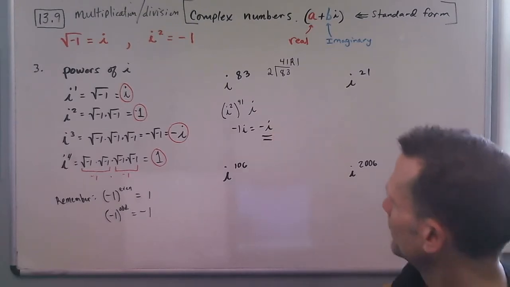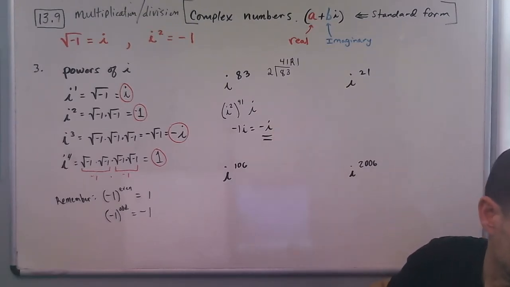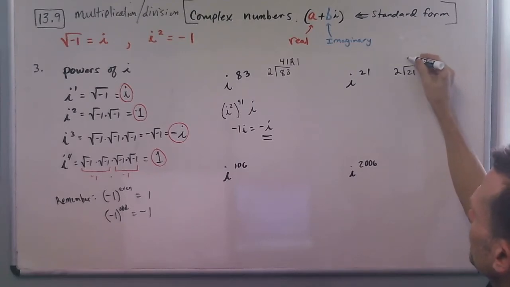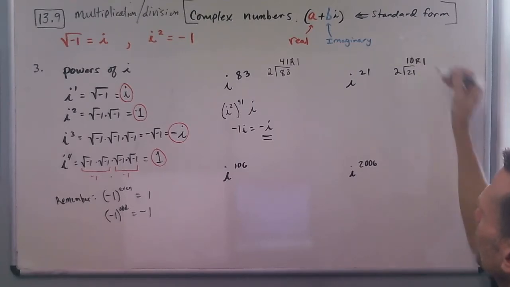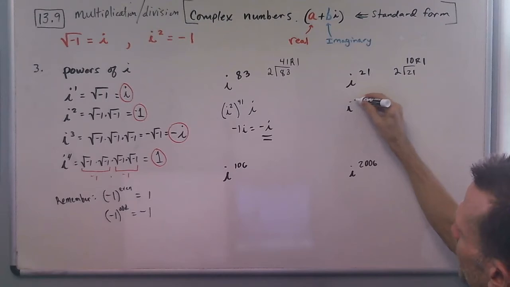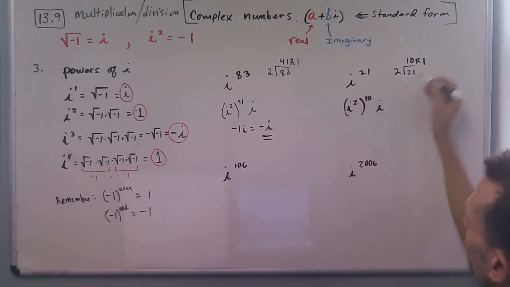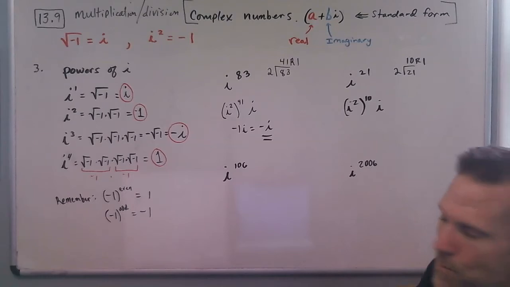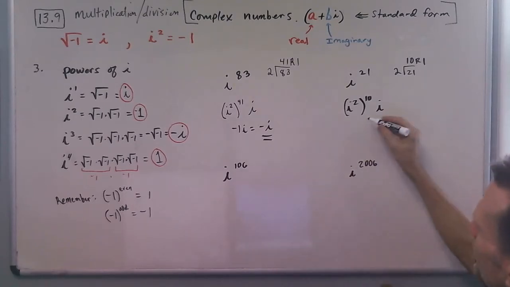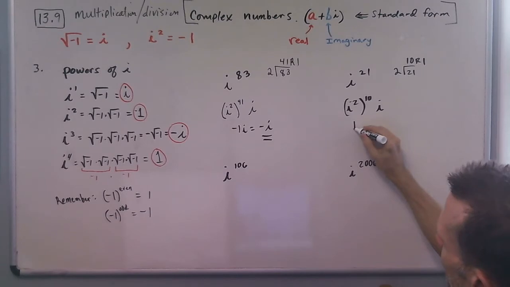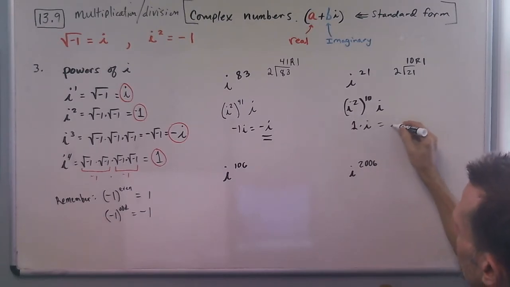Okay. Now trying that process on i to the 21st, I'll do 2 into 21 goes 10 times with a remainder of 1. So I simply write i squared to the 10th, and then 1 i left over. This is i squared to the even power, so this is +1, and times i equals i.